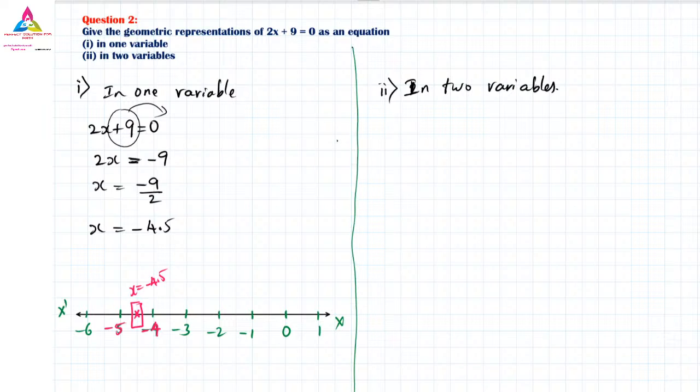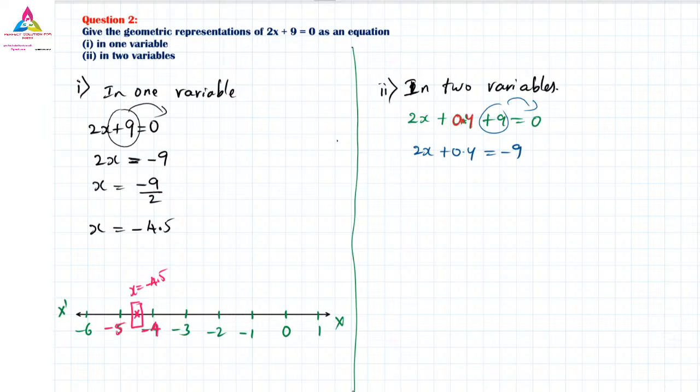In two variables we have to take the term which is not given, that is nothing but 2x plus, y they have not mentioned, so 0y plus 9 is equal to 0. Here I have taken that 0 into y separately because 0 into y is 0 itself. 0 into y is what? 0 itself. So 0y I have taken, that's all. So now shifting the 9 to the other side: 2x plus 0 into y is equal to minus 9.